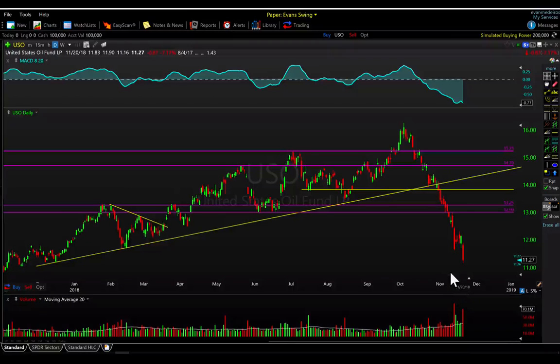Heavy volume coming in again today, 7% down. Ranges are accelerated. Average true range here in USO has exploded over the past few weeks, past couple of months, frankly. So this one is still in free fall. We had some signs here. Now we're back to new lows.